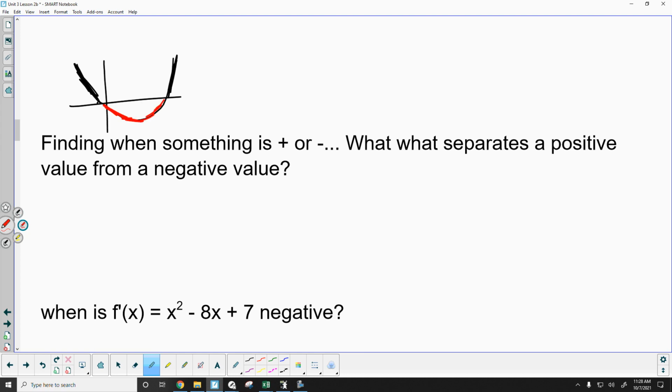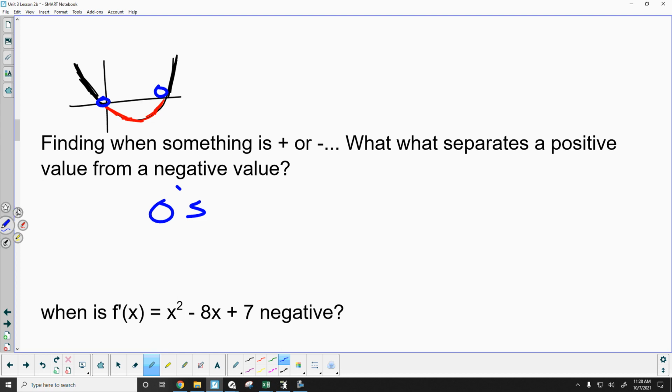A lot of us say the x-axis. But what is the value on my x-axis? Like the y value? 0. A 0 separates positive from negative things. So zeros are important because zeros must be in between positives and negatives.